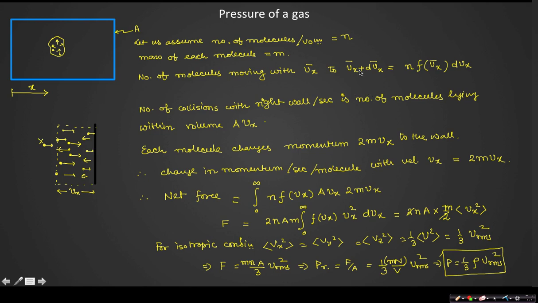Instead of assuming that one molecule is moving with Vx, that has no meaning, I think, because there is no molecule that will move with exactly Vx. According to the Maxwell distribution, there is no molecule that is moving with a particular velocity Vx. The number of molecules moving with Vx to Vx plus dVx, that is defined. That I have taken into consideration in this proof.